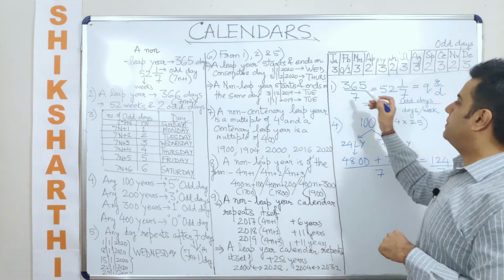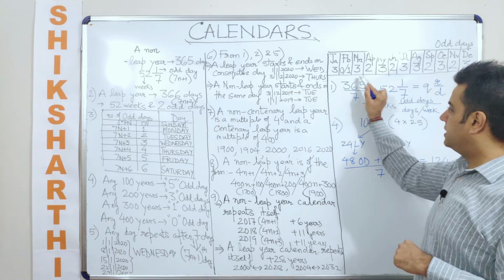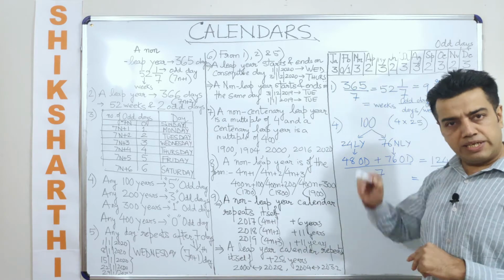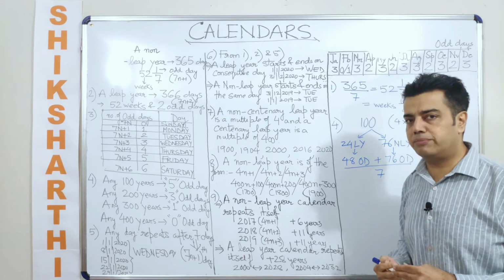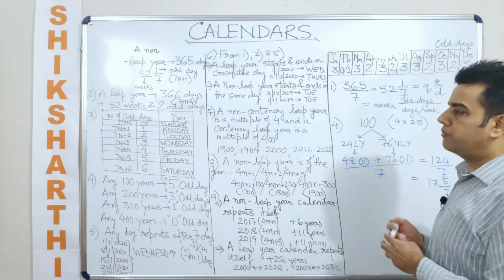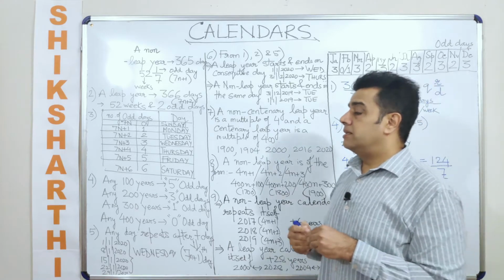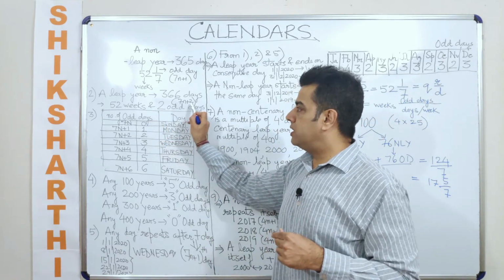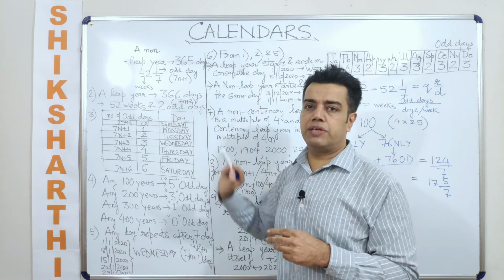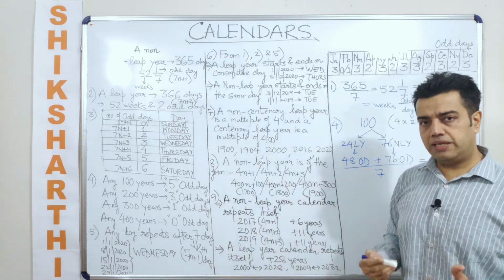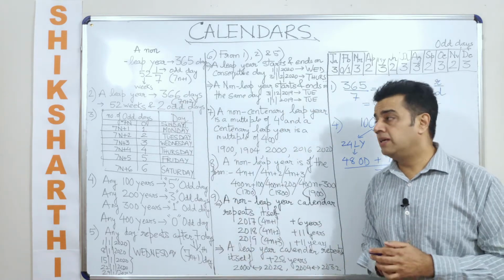Similarly, in a leap year, I would take the numerator as 366, and when I divide it by 7, I'll get the number of odd days as 2. So as already discussed, a leap year will give me 2 odd days and a non-leap year will give me 1 odd day, right? And we are just trying to prove it mathematically.